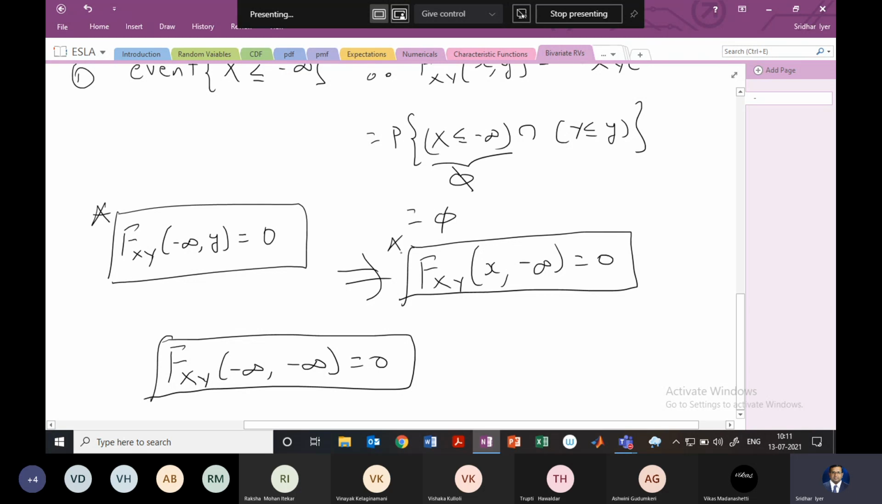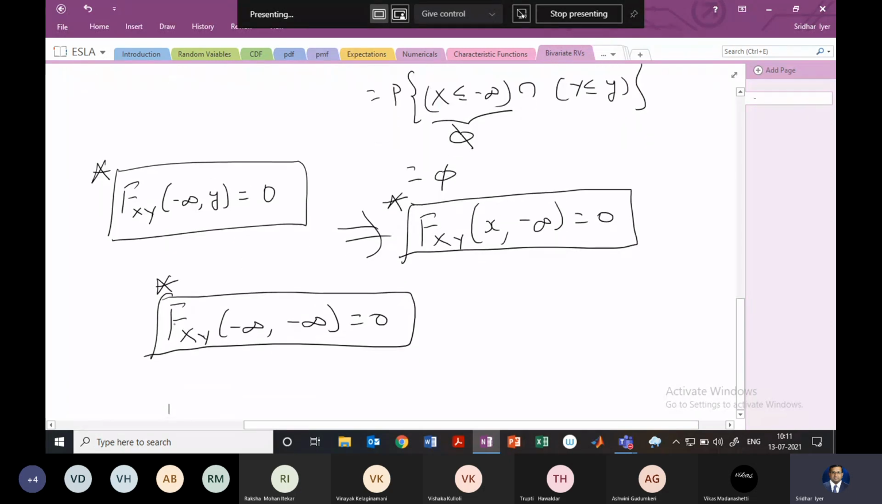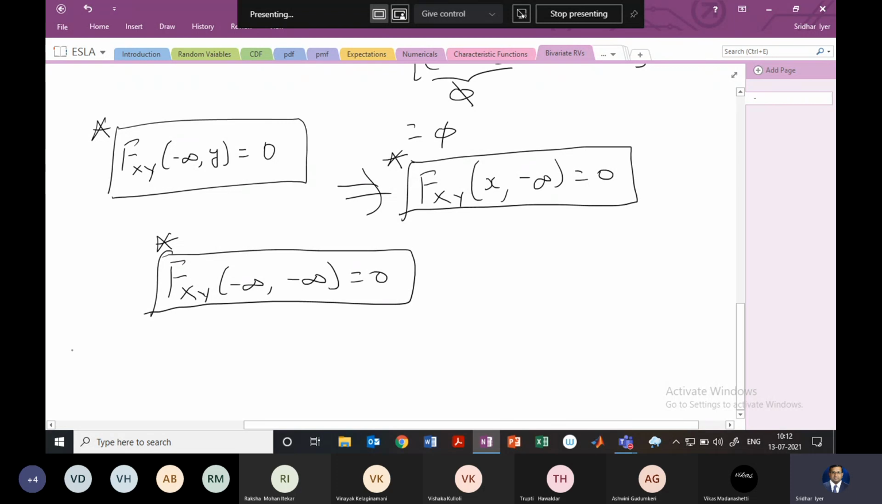So when x and y have negative infinity values, the CDF is going to be 0. When both of them have negative infinity value, that CDF is also going to be 0, right? So in many books and internet sources, they put this as different properties. So 3 boxes will give you 3 properties, but I have just shown you as one of the properties, right? So now let us take the second property.